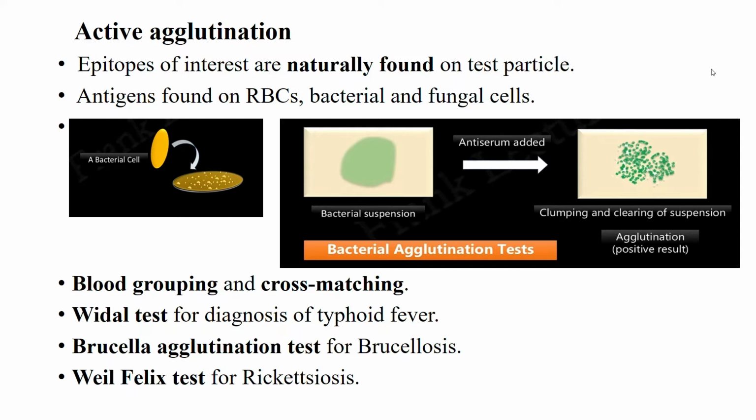If you look into the application part, active agglutination is used for blood grouping and cross-matching before blood transfusion, and this can be used in diagnostic immunology as well as in the Widal test for diagnosis of typhoid fever, Brucella agglutination for brucellosis, and Weil-Felix test for rickettsiosis.